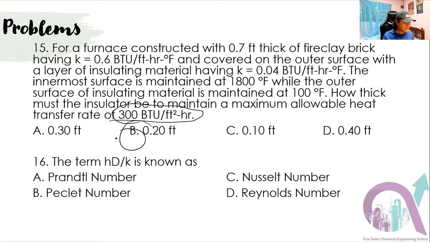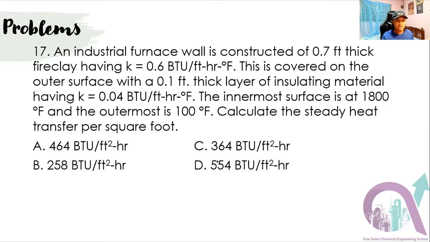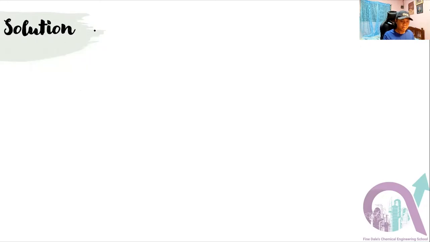Okay, number 16, the hD over K is known as the Nusselt number. Just search it in your Perry's, the dimensionless numbers, Nusselt, chapter 3 or chapter 6. You can find that there. So number 17, how do we answer this? This is really simple. Just read the problem.